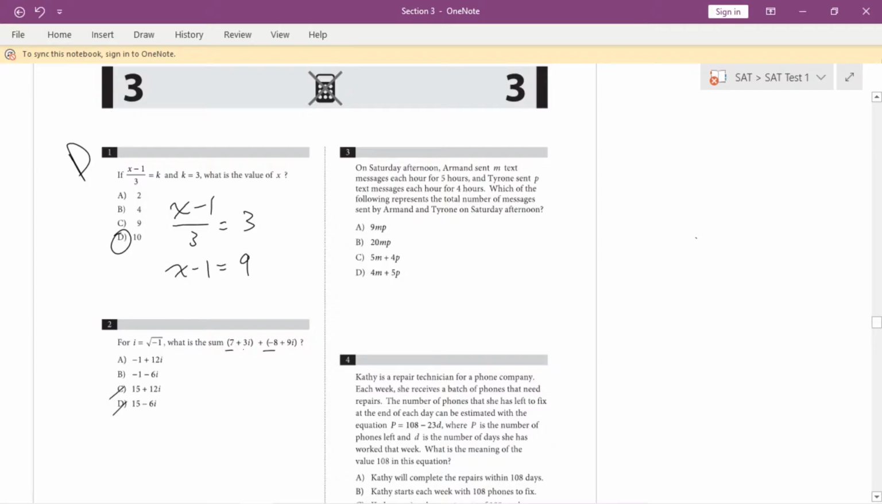And then I'm going to check my i terms. I see positive 3i and I see a positive 9i. If I combine those, I get positive 12i, so I can eliminate B, and the answer has to be A, Alpha. Let's jump to number 3.